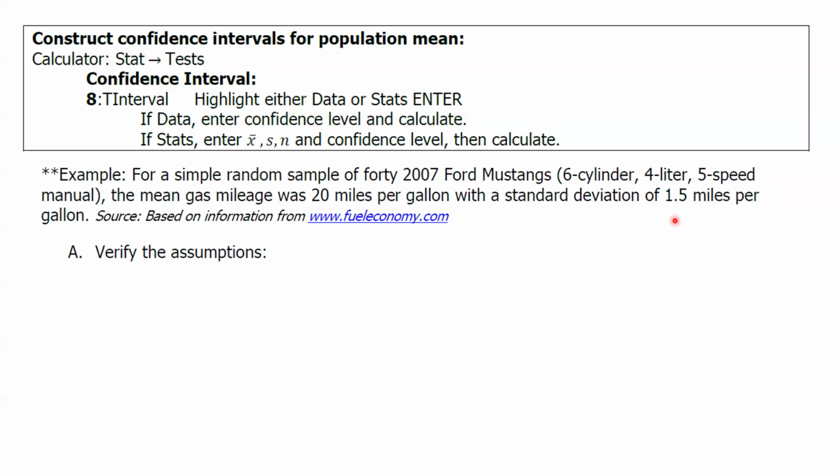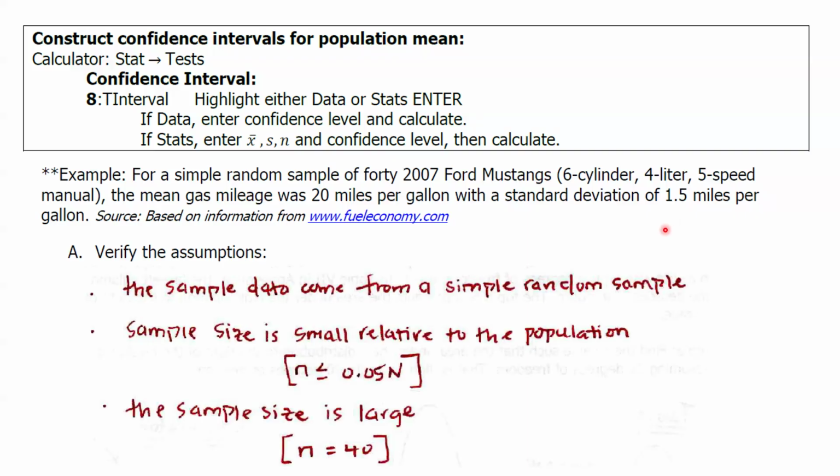In this example, for a simple random sample of 40 2007 Ford Mustang 6-cylinder 4-liter 5-speed manual, the mean gas mileage was 20 miles per gallon with a standard deviation of 1.5 miles per gallon. We need to verify the assumptions, and there are 3 assumptions we need to verify. The first one is that the sample data came from a simple random sample. And it did, because I said it did. The second assumption is that the sample size is small relative to the population. So that means n must be less than or equal to 5% of the population size.